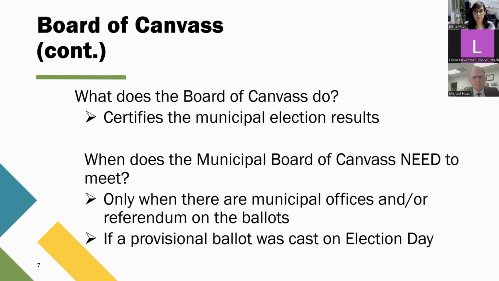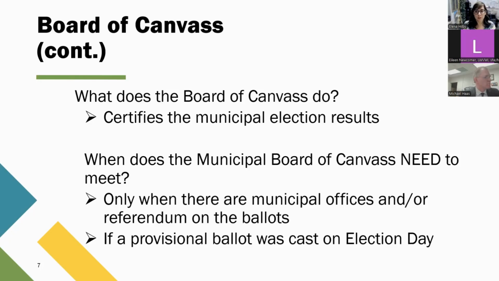The board doesn't need to meet for every single election. It only needs to meet when there's something specific to that municipality on the ballot, like a local office or a referendum. The other time it must meet is if a provisional ballot was issued on election day. That ballot is held aside until the voter provides the missing ID or the missing ID number, and then it's added to the total before certification. So it's the moment when local results are confirmed, documented, and made official.